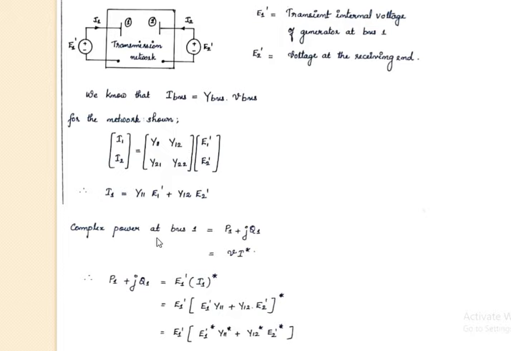This also we know, right? Complex power is equal to P plus jQ, or P1 plus jQ1, which is equal to V into I conjugate. These types of derivations we have studied in the Gauss-Seidel method. In other words, I can write that P plus jQ is equal to E1 into I1 conjugate. What was I1? This was I1, so I am substituting that I1 over here. I got it as E1' times Y11 E1' plus Y12 E2', the whole conjugate.